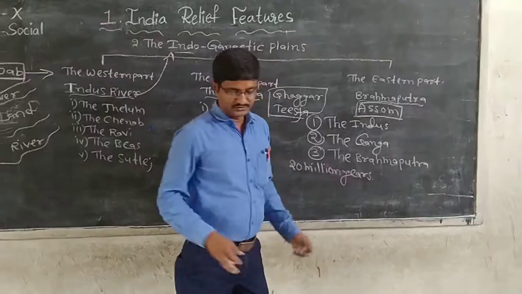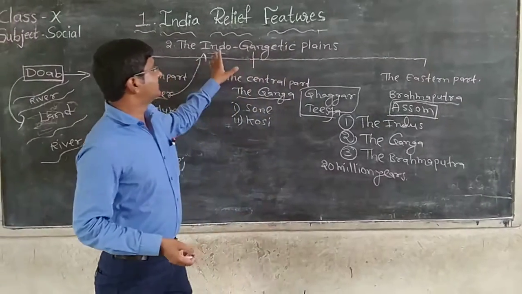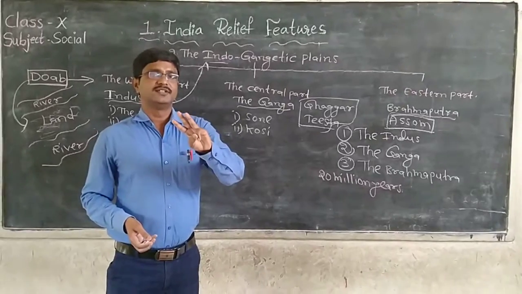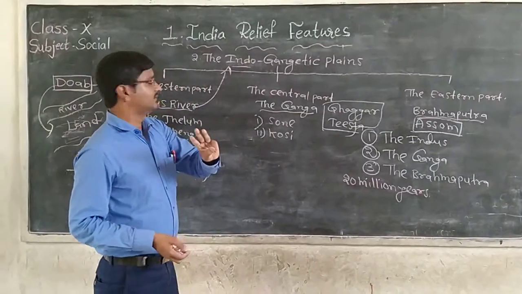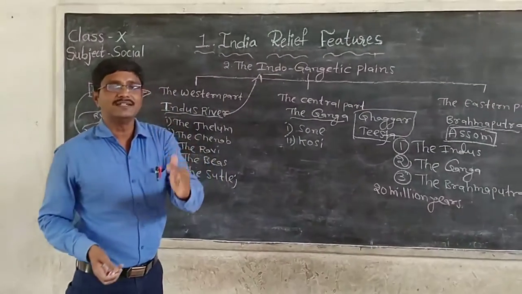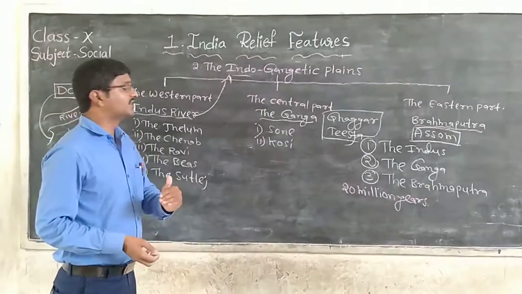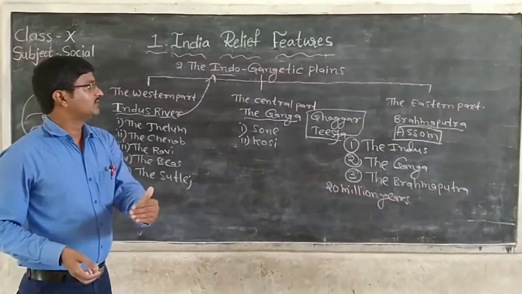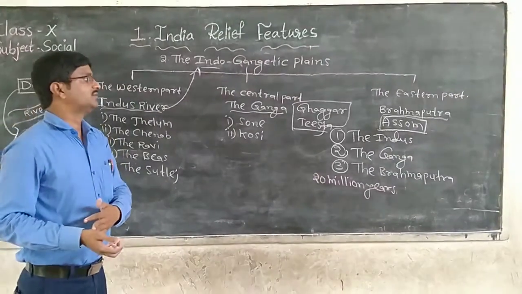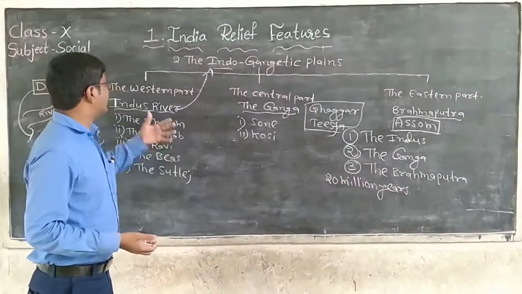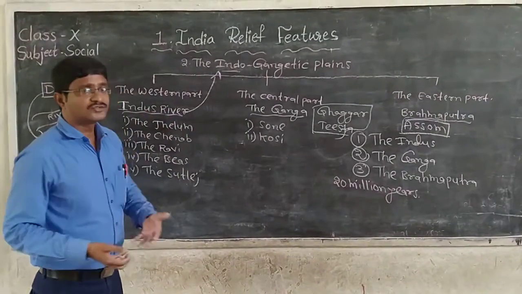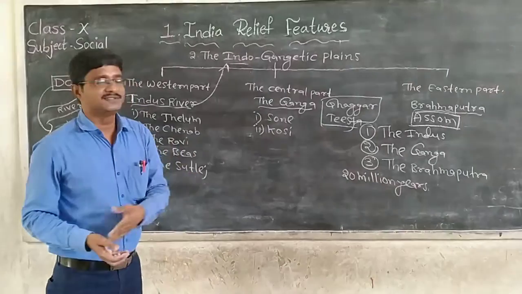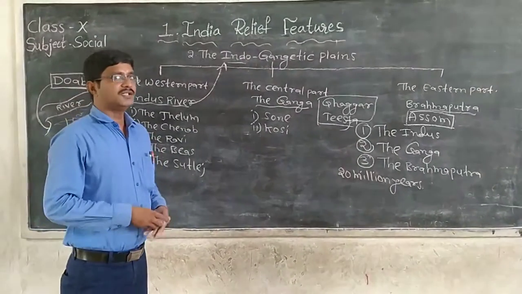Okay? Yes. So this is information about classification of Indo-Gangetic plains. It is classified into three types: the western part, central part, and eastern part. Western part is formed because of the Indus River. Central part is formed because of the Ganga River. The eastern part is formed because of the Brahmaputra River. And western part is also called Indus Plain. Central part is also called Ganga Plain. Eastern part is also called Brahmaputra Plain.